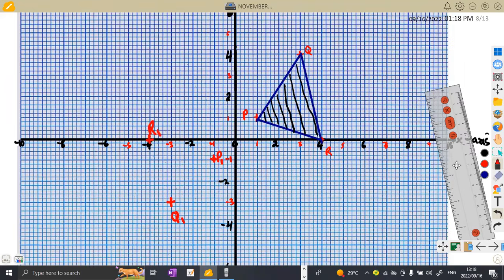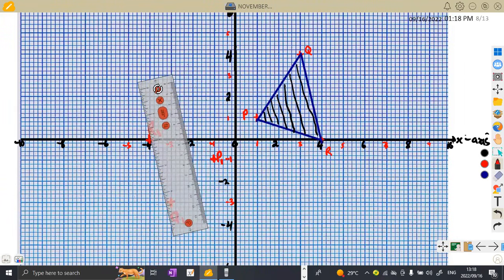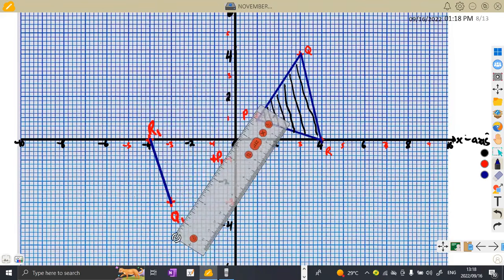That's your R1. So just like what we did from the previous case, we just have to join our points here. All right, so that's it, guys. As you can see, you can just join from this point to this point. Okay, then join also Q1 to P1 here.